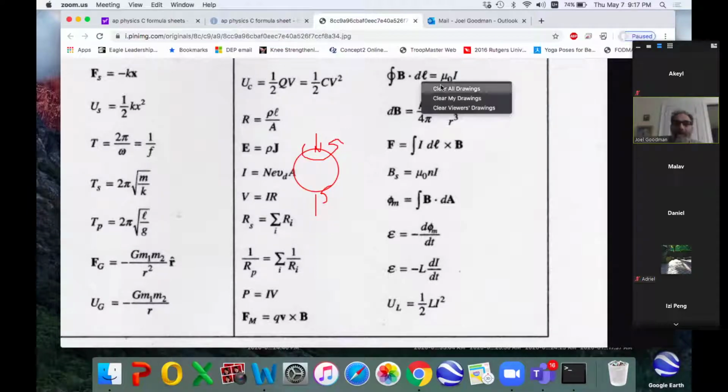Okay. All right. EMF, this is magnetic induction: change in flux over change in time. This is the inductance, right? Change in current over change in time.